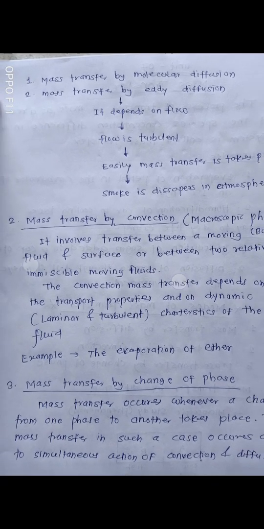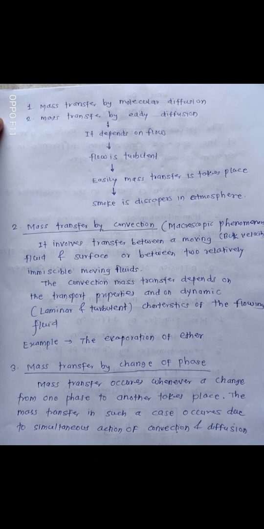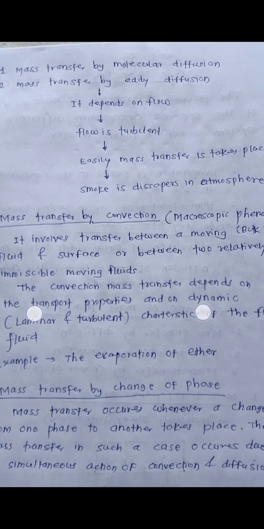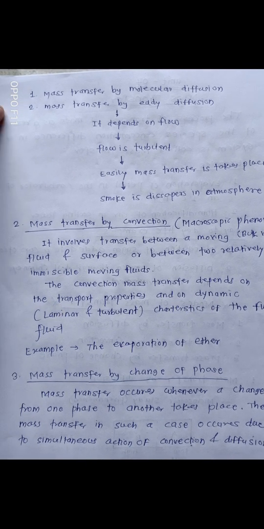Next mode is mass transfer by convection. This is a macroscopic phenomenon, and in this phenomenon we consider the bulk velocity. In this case, in what way does mass transfer take place? It involves transfer between a moving fluid and a surface. We consider a liquid surface, and if air is moving over that liquid surface, then what will happen?